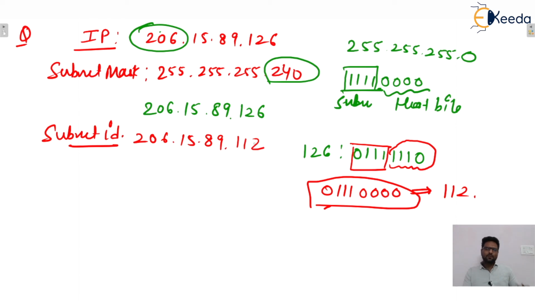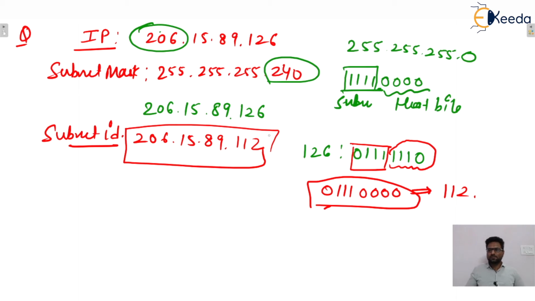206.15.89.11. If you perform the bitwise AND, then also you will be getting the same answer. No need to worry. Just put the host bits equal to 0 to get the subnet ID, isn't it? So except the subnet bits, all bits are the host bits. So put all the host bits equal to 0. Similarly, if you need to find out the DBA for this particular subnet, then put all these host bits equal to 1. Nothing else.